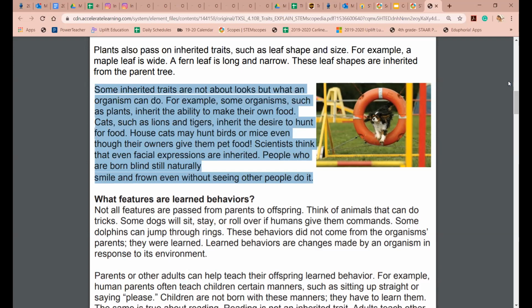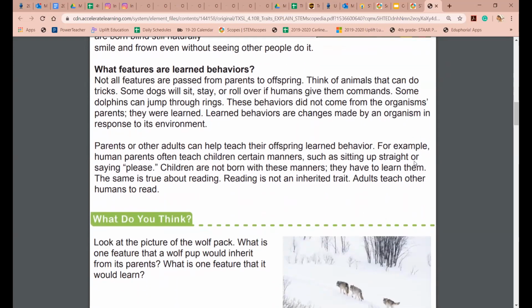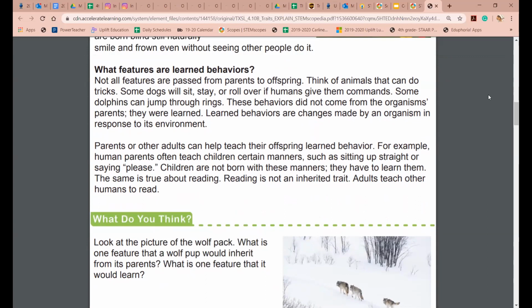So that's that. Okay, moving on to learned behaviors. Learned behaviors are not passed from parent to offspring. So for example, a dog that can do tricks, they usually have to learn that. An animal that can jump through rings, like if you ever go to SeaWorld or go watch the circus, you can see lots of different animals doing lots of different learned behaviors when they're doing those tricks. 9 times out of 10, that animal had to be taught how to do those tricks. They weren't just born knowing how to do them, okay? 9 times out of 10. I'm sure there are some exceptions somewhere in the world.